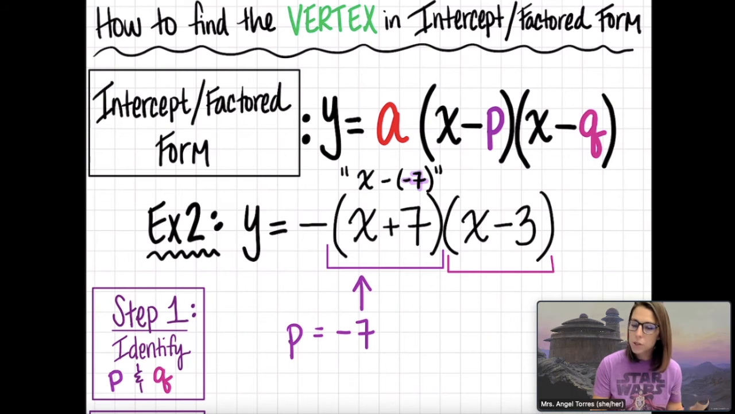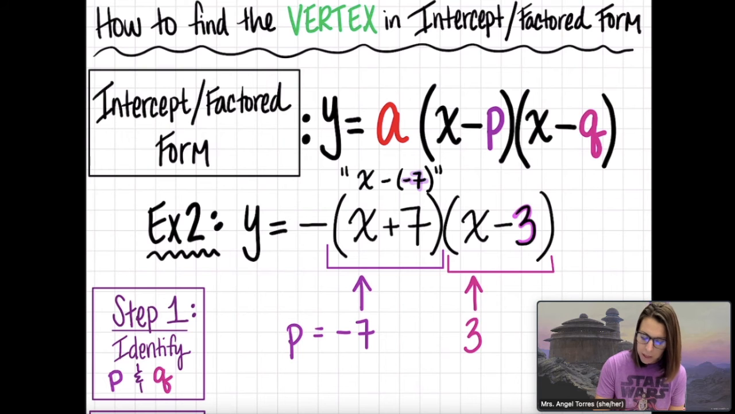The second factor is a little bit more straightforward. We have x minus 3, so our value of q here would just be positive 3. Another way to think about it is, what value of x would cause that whole factor to be 0? Well, that would be 3. 3 minus 3 is 0. And that's our value of q.